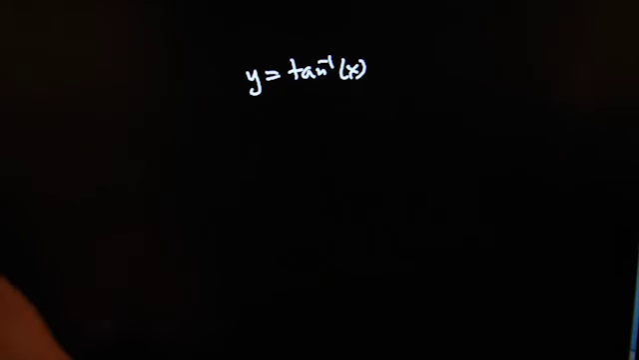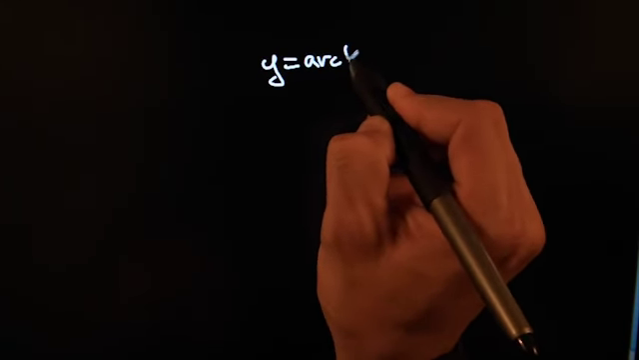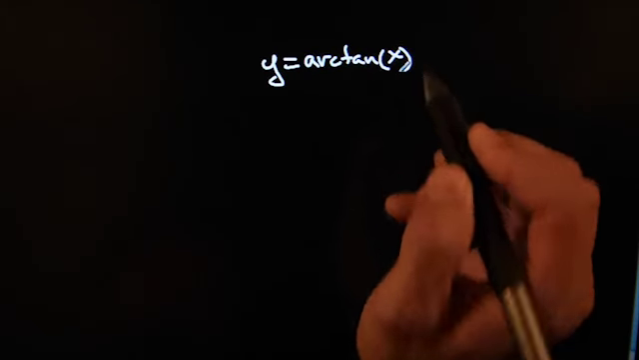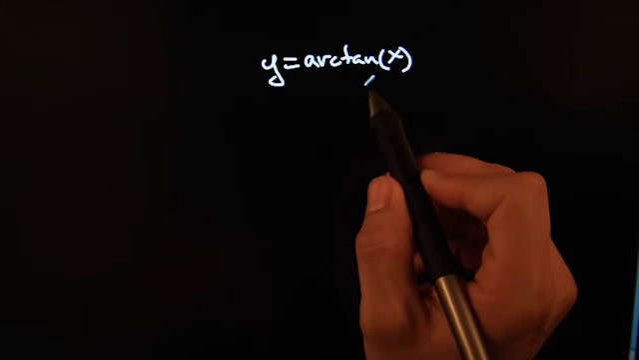Here, maybe I should write it this way. What do you guys think about this? What if we write it this way? y is equal to arctan x. Yeah, I think this is better notation. People should write it this way.